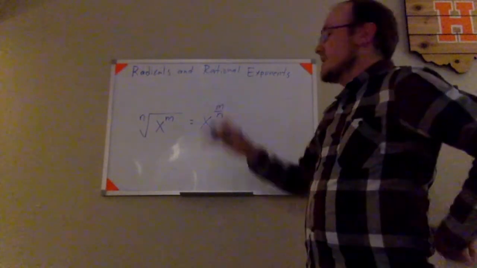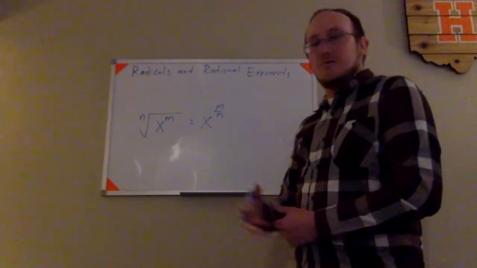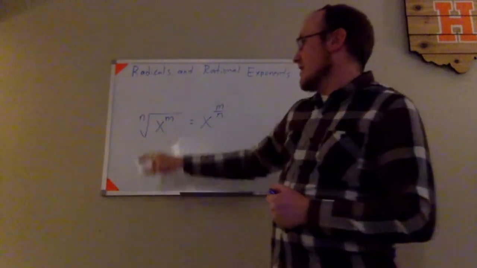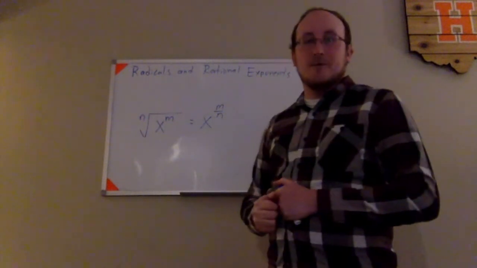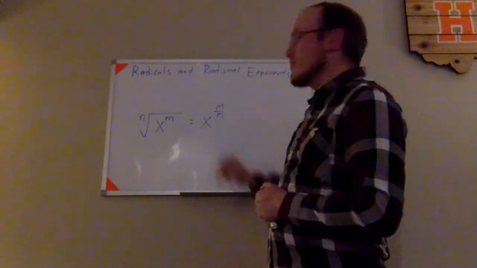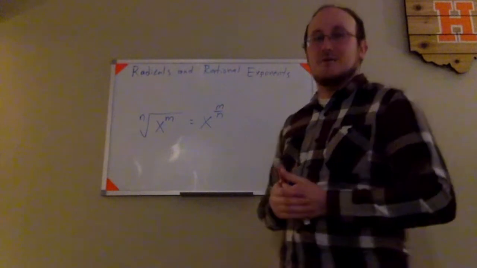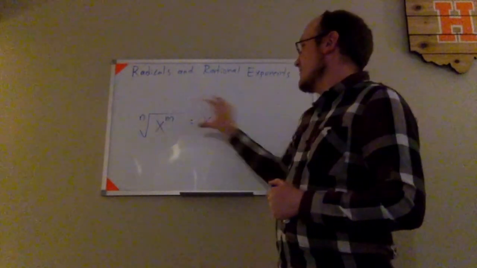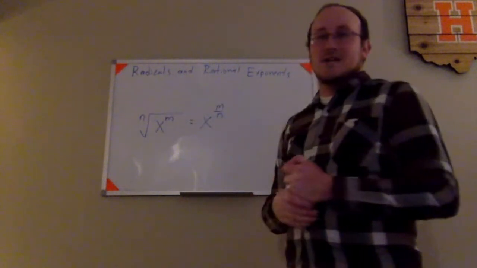In this video, I would like to discuss the relationship between radical form and rational exponents. Here I have a radical expression: the nth root of x to the m power. That is equivalent to x to the m over n power, this fraction in the exponent being what we call a rational exponent. So here we have this little formula, little trick for converting from radical form to rational exponents.